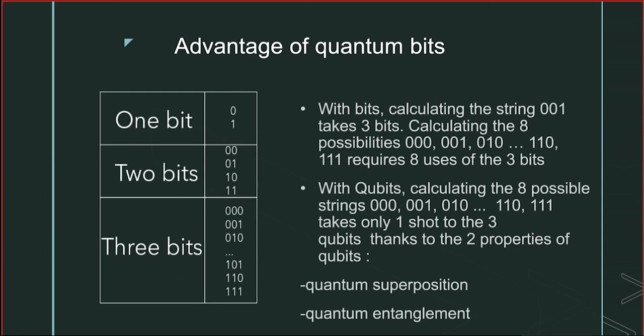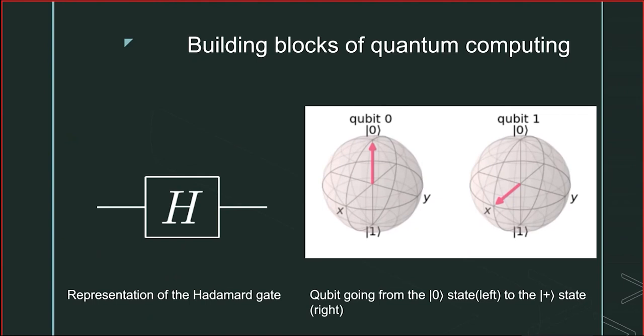Let's take a simple example. With bits, calculating the string 001 takes 3 bits. Calculating the 8 possibilities, so 001, 000, etc. until 111, requires 8 uses of the 3 bits. But with quantum bits, calculating the 8 possible strings takes only one shot of the 3 qubits, thanks to the two properties we were talking about before, quantum superposition and quantum entanglement. So it allows us to process a lot of information much faster than with a classical computer.